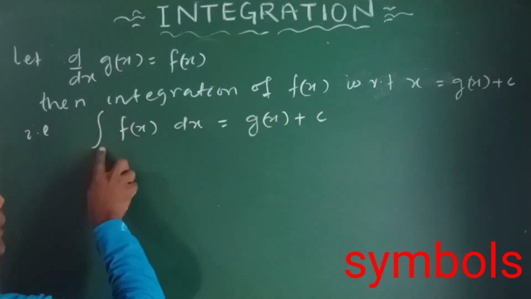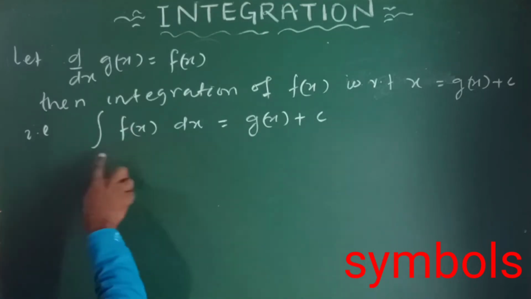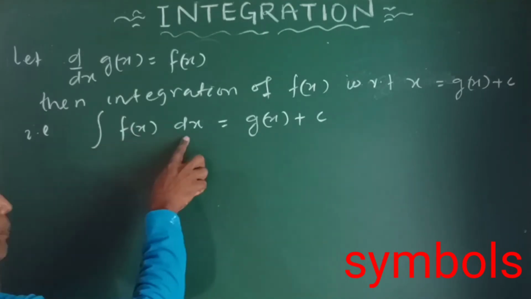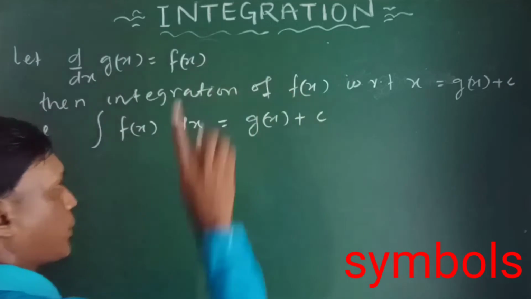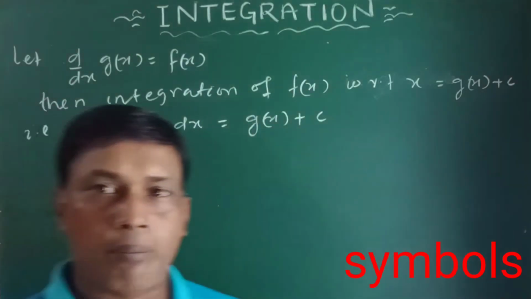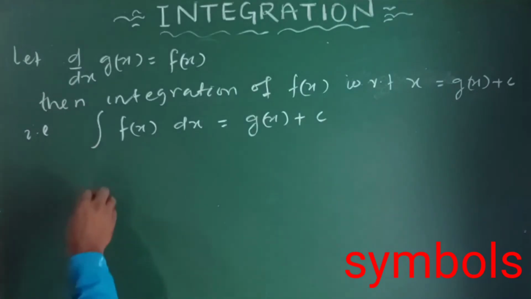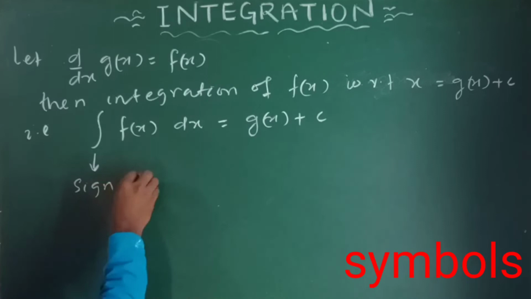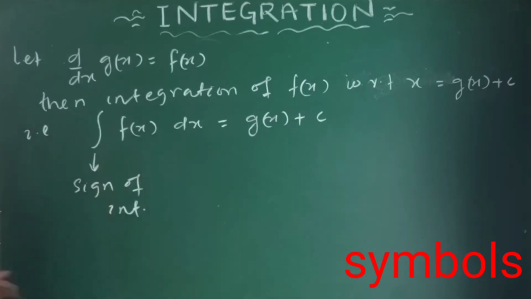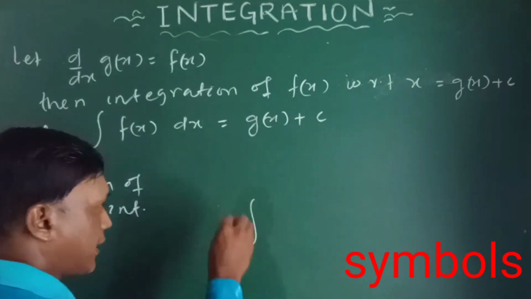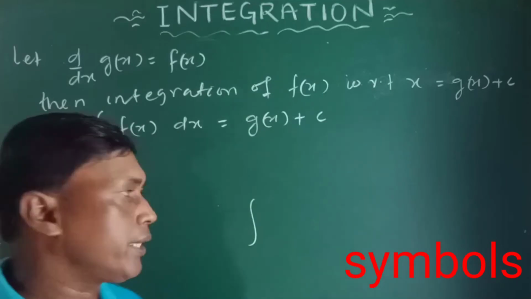Integration of f of x with respect to x is equal to g of x plus c. But practically, integration of f of x is equal to g of x. Why is there a c? First I want to show you, this is the symbol or sign of integration. This is an elongated s, like this.